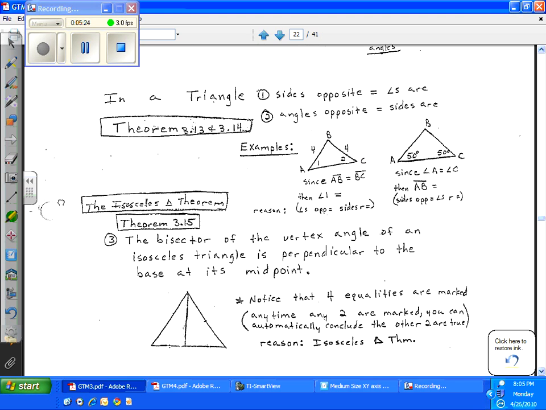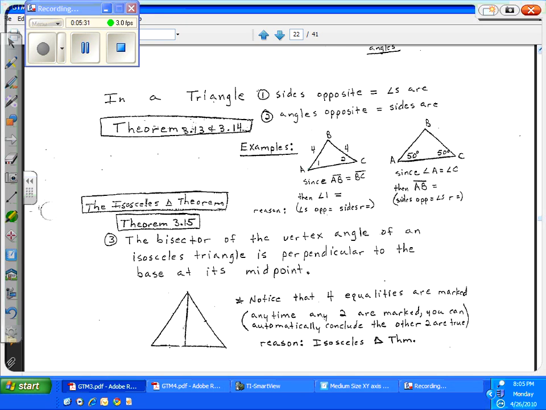Okay, so let's go back to this theorem. In a triangle, sides opposite equal angles are equal, and angles opposite equal sides are equal. So we can say since AB and BC are equal, they're both 4, then the angles opposite those are equal, and the angle opposite side BC is angle 1. The angle opposite side AB is angle 2, so we can conclude that angle 1 is equal to angle 2. And if we were giving a reason in a proof, we would say angles opposite equal sides are equal. We're doing a little abbreviating there with our R.